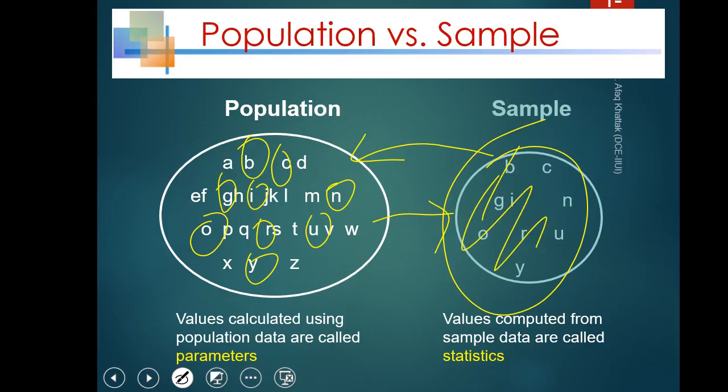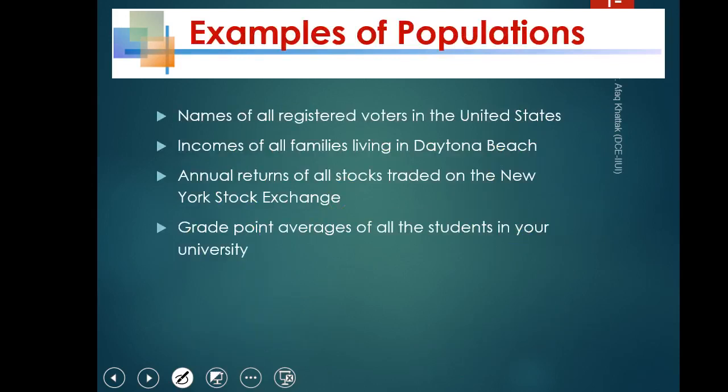Now values calculated using population data are called parameters. So if we say the mean of height for the whole population, that is a parameter, and values computed from the sample data are called statistics. So the mean of height of a sample is a statistic.